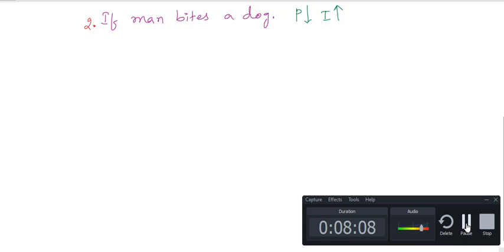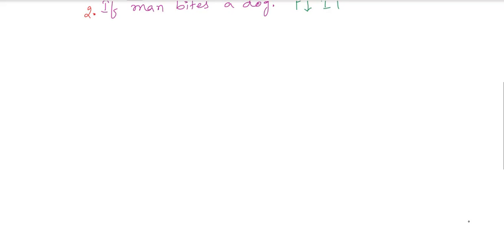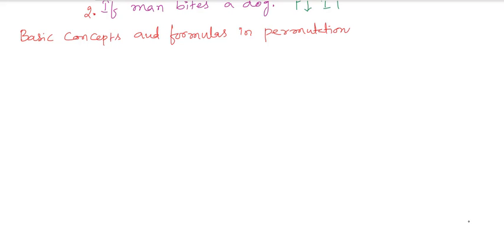Yeah, so in that, first let me take the different ideologies. First I will concentrate on the basic concepts and formulas in the part of permutations and combinations. I'll just go through the basic concepts as well as the formulas in permutations and combinations. First let me take this.